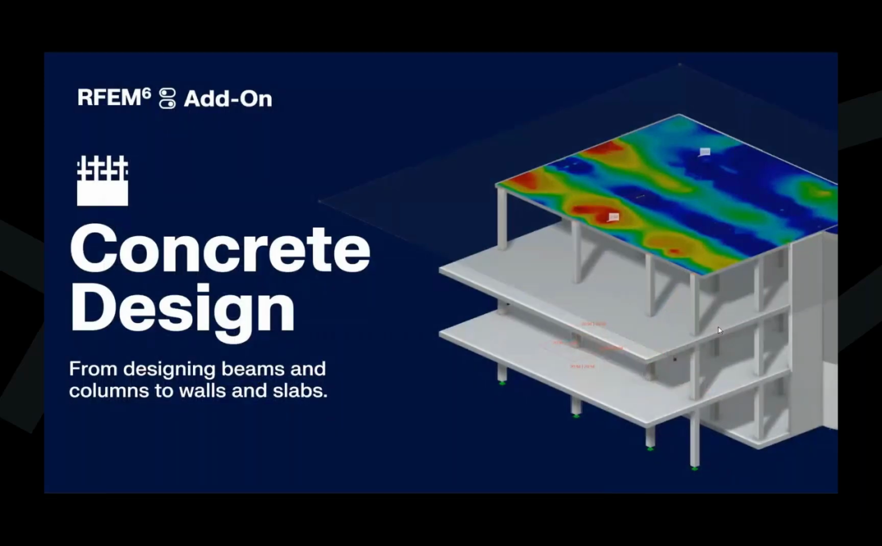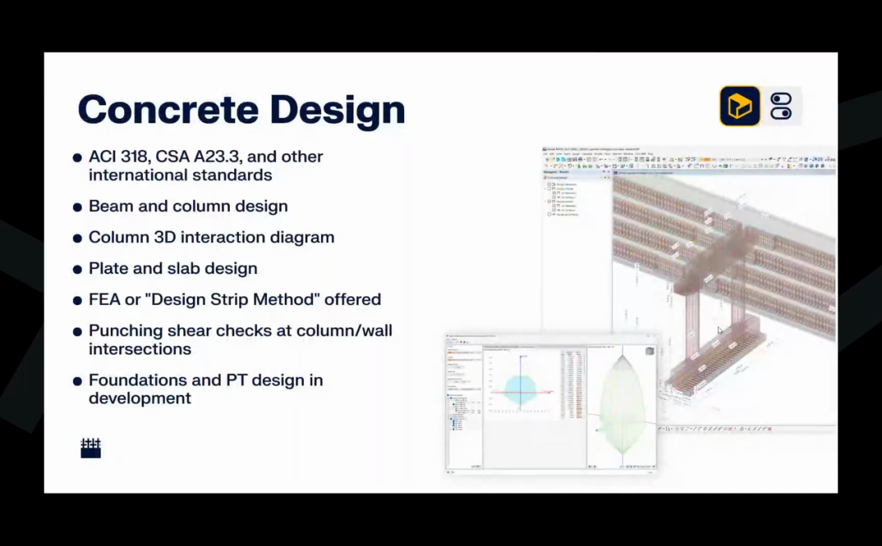Moving forward to the concrete design add-on. This allows us to carry out the reinforced concrete design, from everything from beams and columns to walls and slabs. The ACI 318 and the CSA A23 are fully implemented here, as well as other international standards that we offer. As mentioned, we can input the reinforcement and get full design according to these codes for beams and columns. If we do have a column, the column 3D interaction diagram, as you see here on this slide, will be available to you as well.